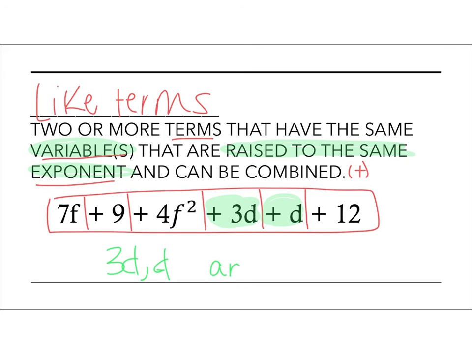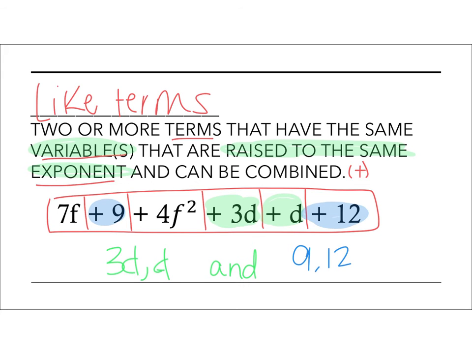Now I do have a second pair of like terms, and those would be my constants, 9 and 12. They are alike in that they don't have a variable. So it says the same variable. Well, they both don't have one, so they are like terms. And if you think about it, if we had 9 and 12 in a problem, we could definitely add those together. So 9 and 12 are going to be my second pair of like terms.